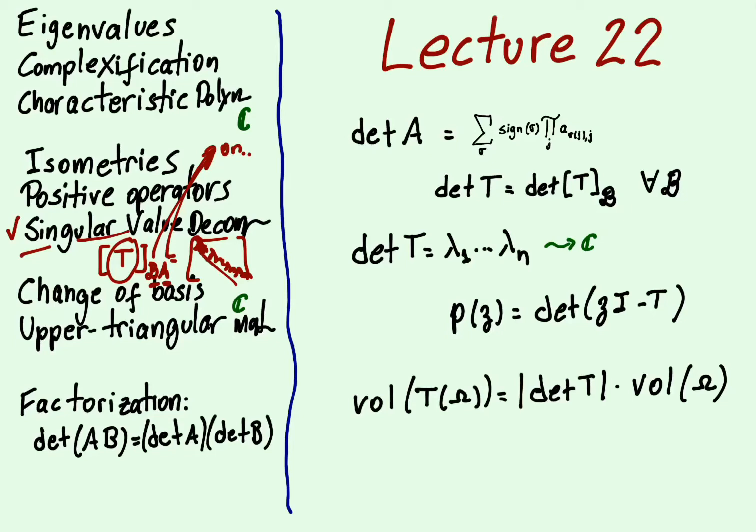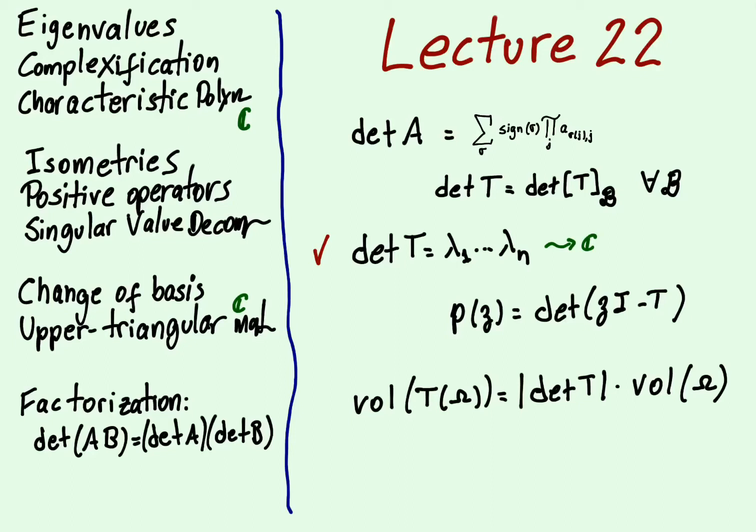And we're also going to use it in an important way when we relate how an operator changes the volume of regions in the Euclidean space to its determinant. The lecture starts by defining what is the determinant of an operator. What is the determinant of an operator?